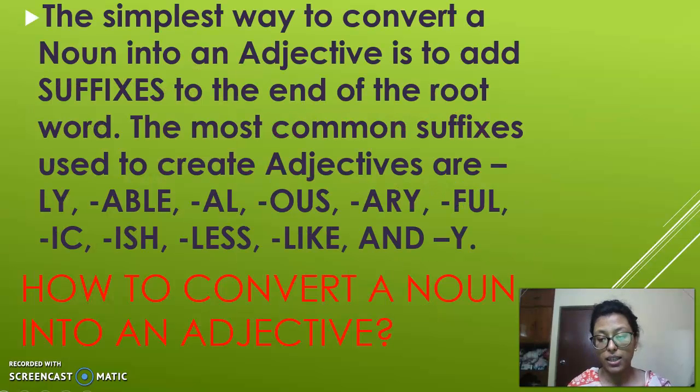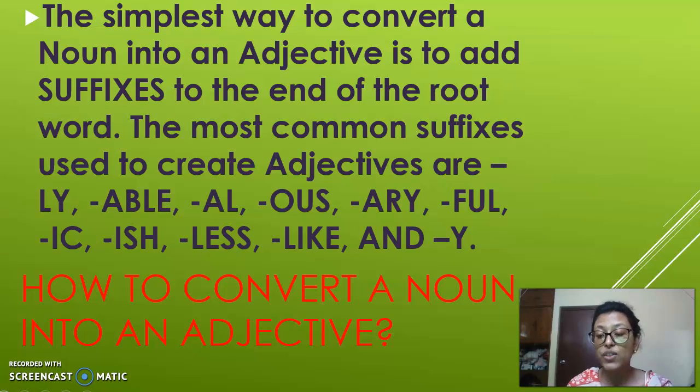How can you convert it? The simplest way, as we have discussed, to convert a noun into an adjective. What do we need to keep in mind? As we have learned previously, the simplest way to convert a noun into an adjective is to add suffixes to the end of the root word. So what is the root word? As we have seen in the first example, beauty. Along with that, we add the suffix ful, which makes it beautiful, right?